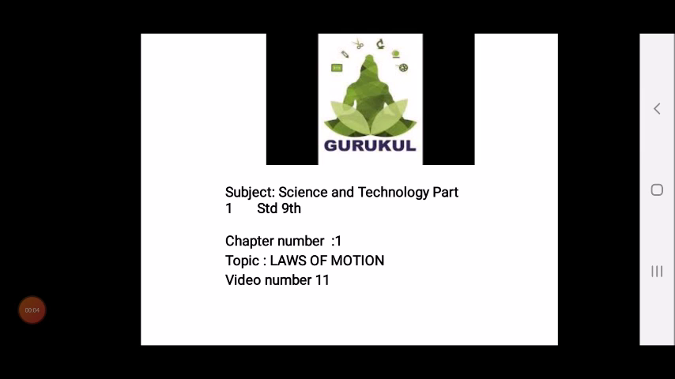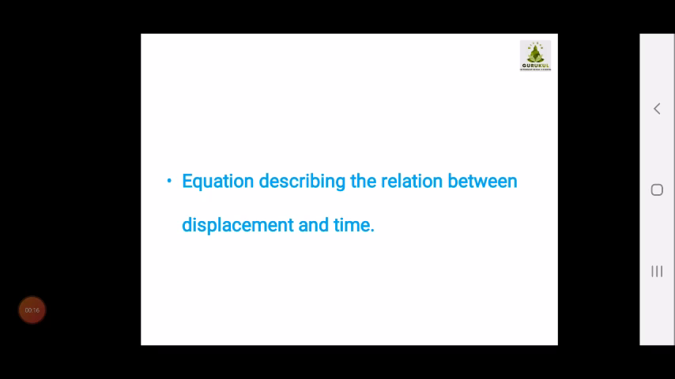Good morning, students. Today we are going to start with your next chapter, Science and Technology, part 1. Here we have started with the laws of motion. Now today we are going to proceed towards the next section, where we are going to study how to derive. Children, this may be something very new to you.